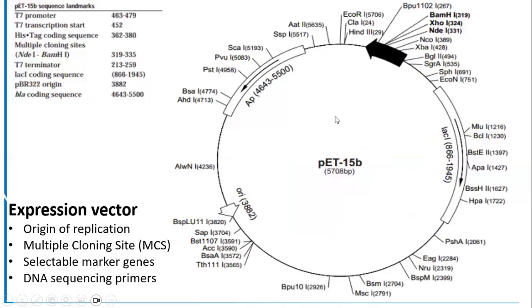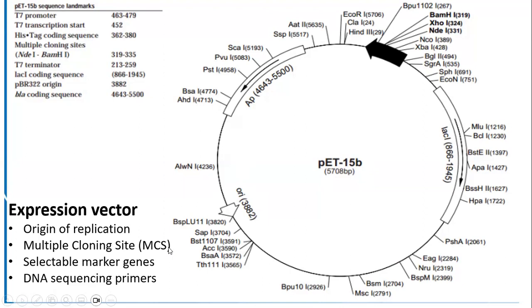So next we come to the expression vector, and we'll discuss the expression vector with the help of an example, which is known as the pET15b vector. Some of the properties of the vector are similar to that of the normal cloning vector, such as it contains an origin of replication. The origin of replication here is derived from the pBR322 plasmid.